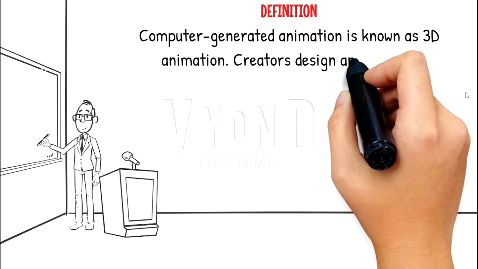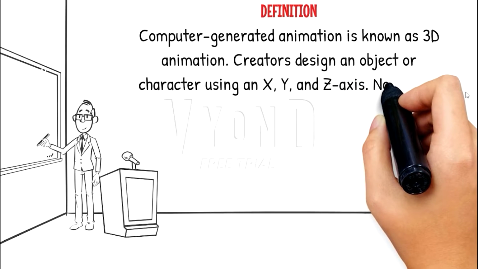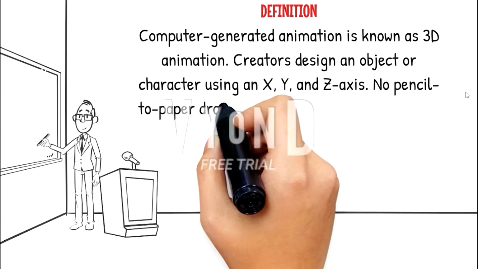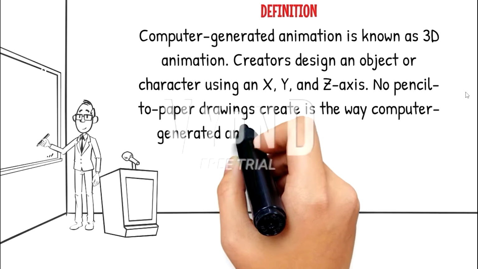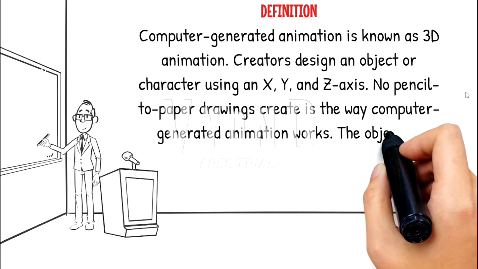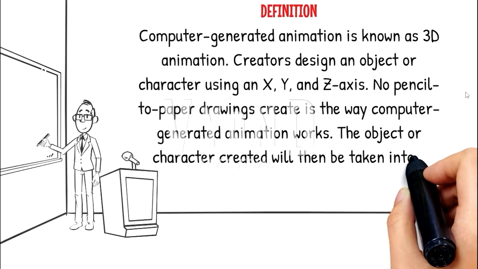Creators design an object or character using an X, Y, and Z axis. Now, pencil-to-paper drawing is the way the computer-generated animation works. The object or character created will then be taken into a software.